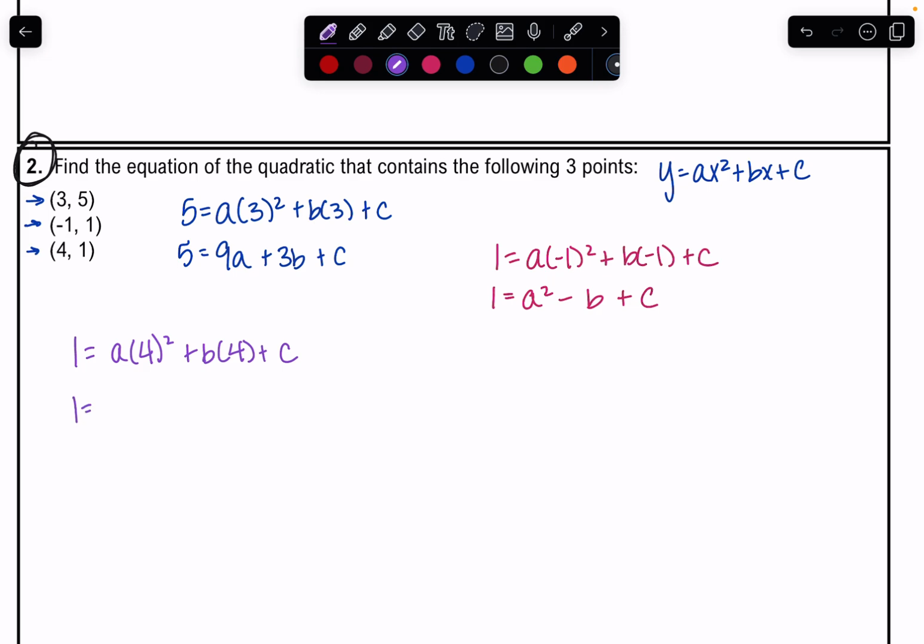Okay, so we have 1 equals 4 squared is 16, so 16a plus 4b plus c. So I have 3 equations with 3 unknowns. This is allowed. I don't know why I wrote a squared here. Sorry. And so I have a 3 variable system now that I can solve.